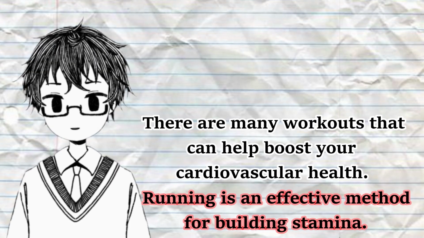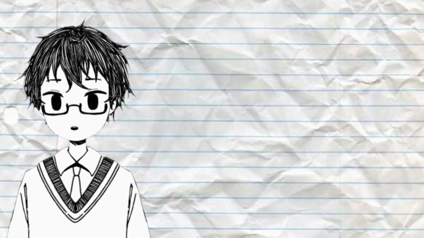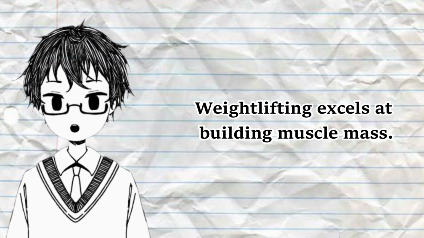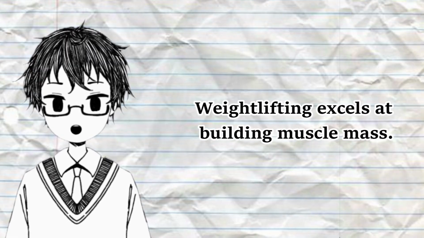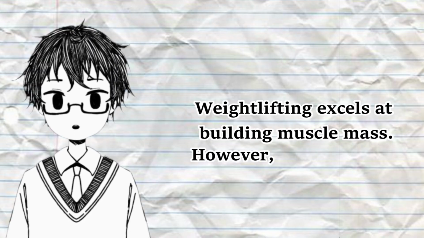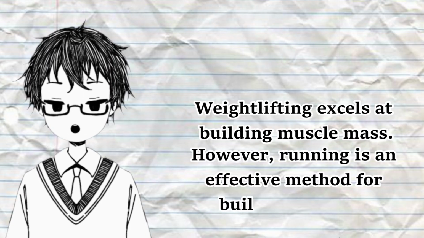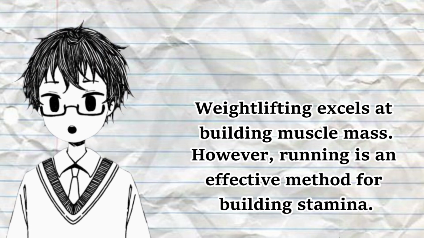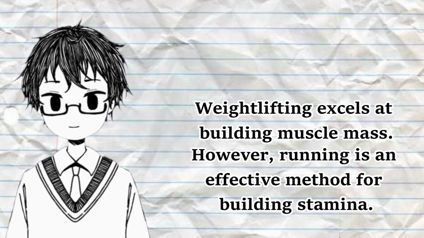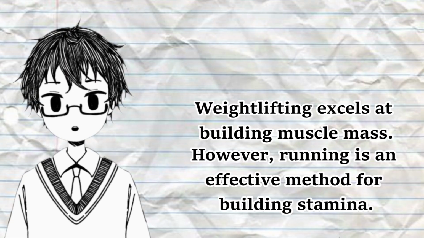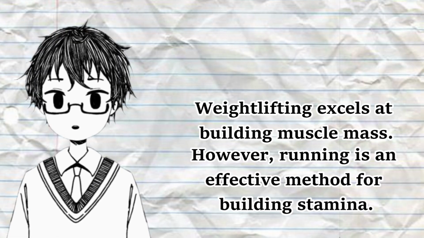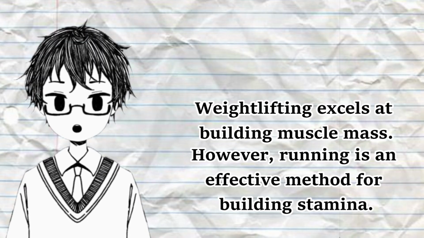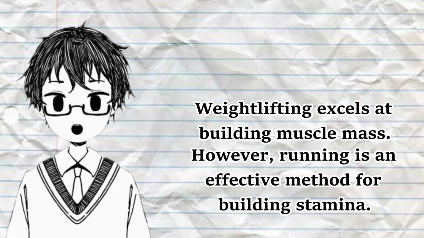the previous statement. Now, let's replace the first sentence with "Weightlifting excels at building muscle mass" and make some small changes to the second sentence so that it says, "However, running is an effective method for building stamina." Here, we can see that the same sentence now serves as a contrast to the first one. Weightlifting is good at this one thing, but running is good at this other thing. The same sentence now functions to highlight what running is good for, especially when compared to weightlifting.